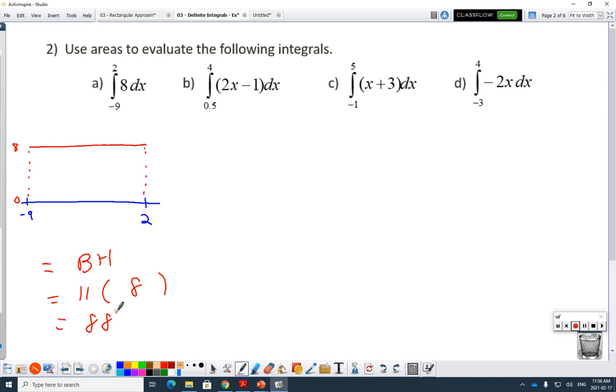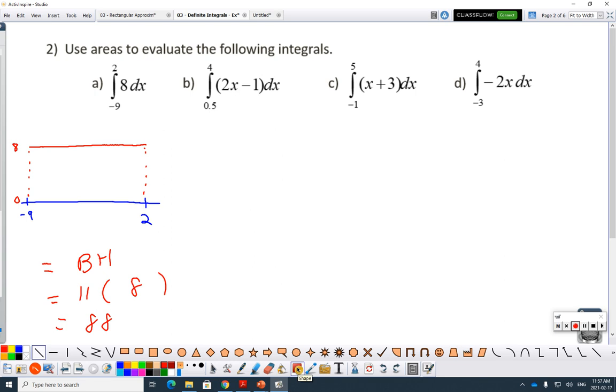Okay, this needs a good picture. 2x minus 1, much more complicated than 8. We have to be careful how we draw this thing. I don't know if I was talking to you or talking to me. Mr. Todd, be careful how you draw this one.